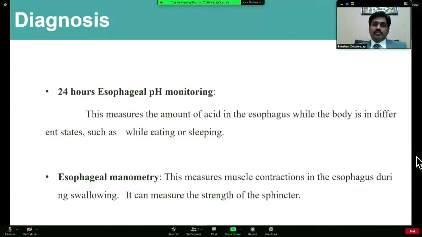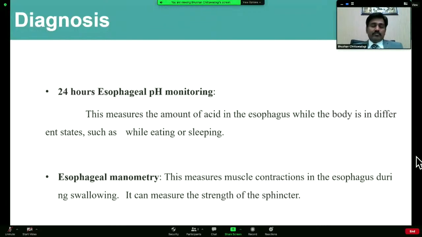You almost have to stay 24 hours in a hospital. A small probe is inserted through your nose, goes down your food pipe, and stays in the stomach. Then you will be given a handheld device where you just press a button whenever you get a reflux episode. This is a very objective way of documenting the reflux.